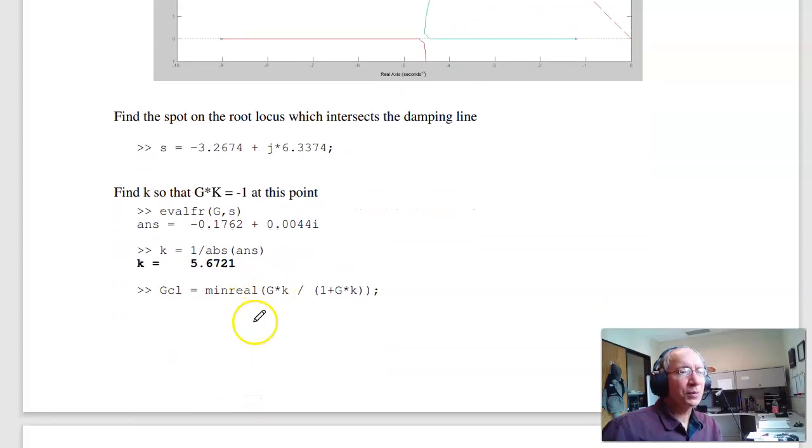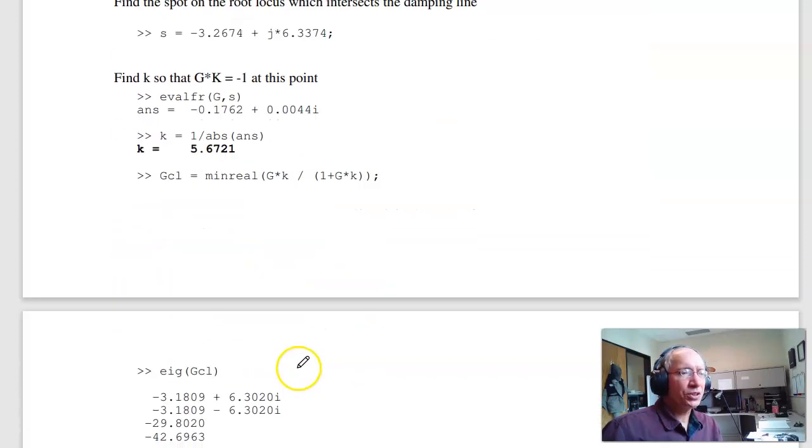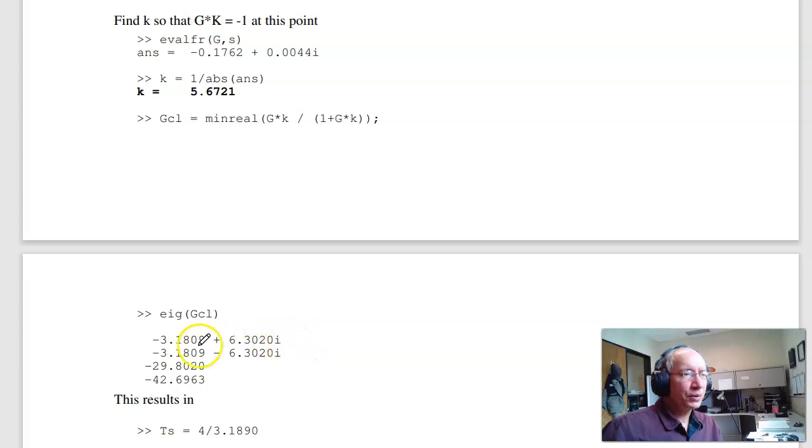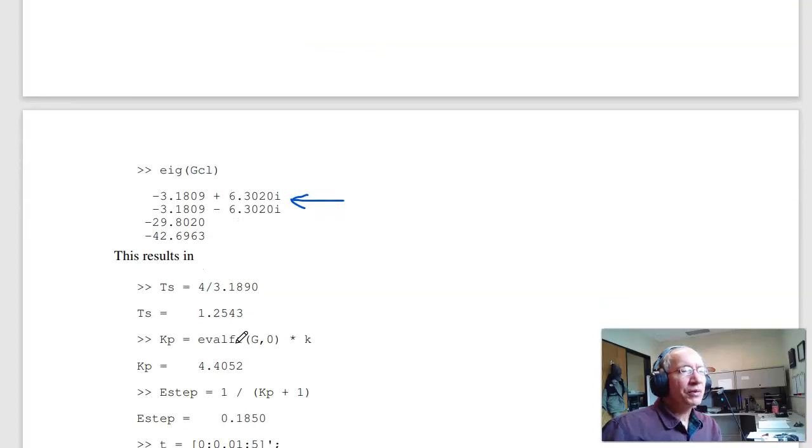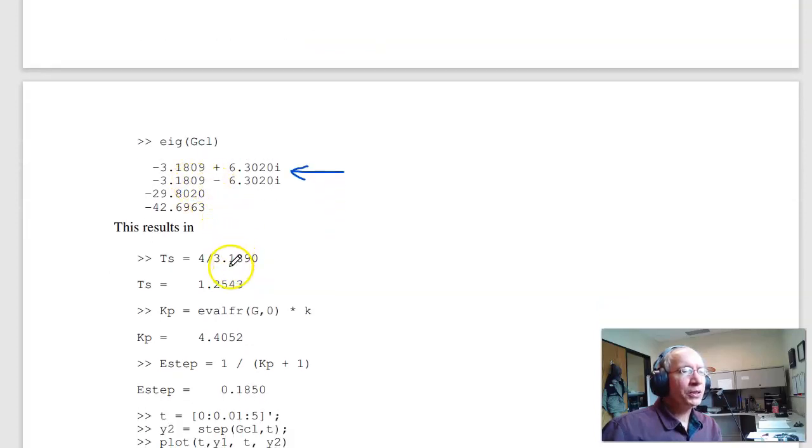Finding the closed loop system, GK over 1 plus GK, I have a pole. There should be a pole where you placed it. Again, that's the whole reason I pick K. I pick K to put the pole at minus 3.18 plus j 6.30. There should be a pole where I placed it. There is, so everything looks good. The resulting response, 4 over the real part, your settling time, is 1.25 seconds.